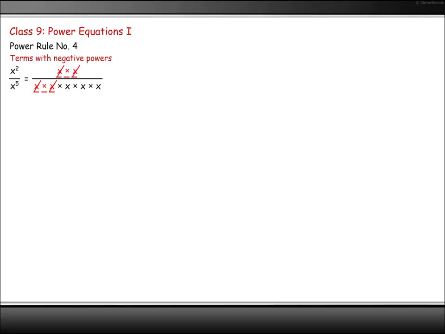Cancel x's, leaving 1 over x by x by x, which equals 1 over x cubed.